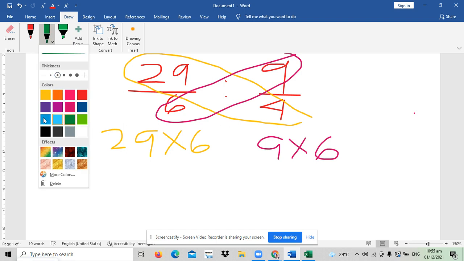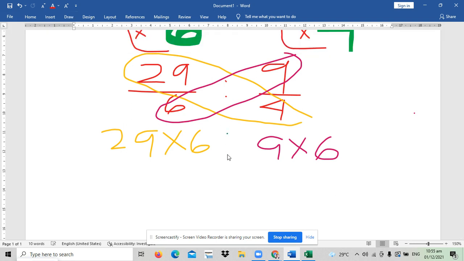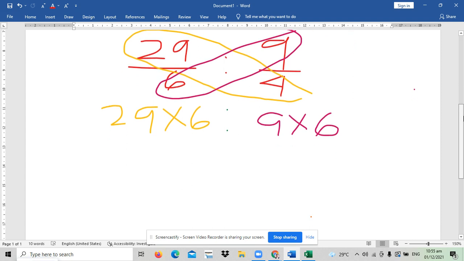And then what we will do is to continue the solution. 29 times 6 equals 174. And then 9 times 6 is 54.